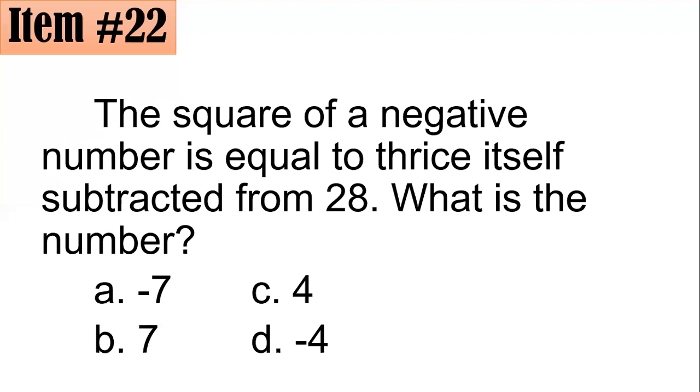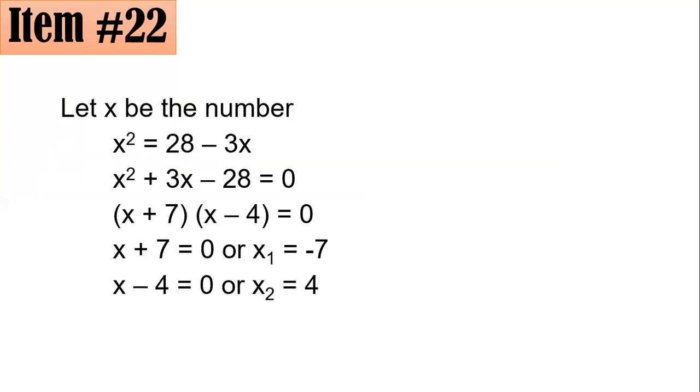22. The square of a negative number is equal to thrice itself subtracted from 28. What is the number? Is it negative 7, 7, 4, or negative 4? From here, test-taking strategy-wise, you could actually remove B and C as probable answers because the problem is asking for negative values. So it could either be negative 7 or negative 4. You could do trial and error if you wish.